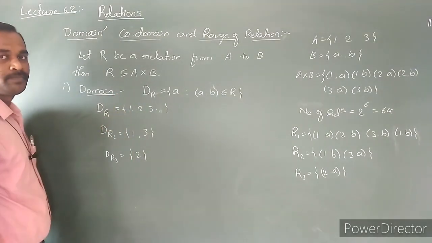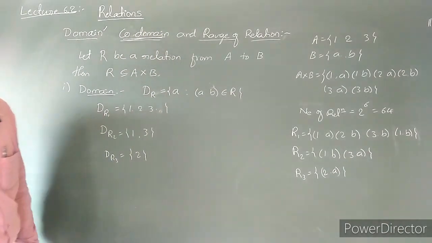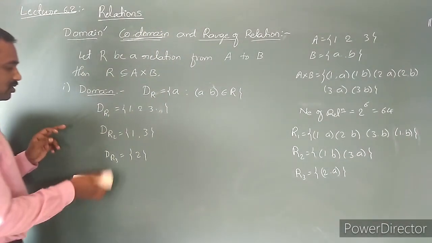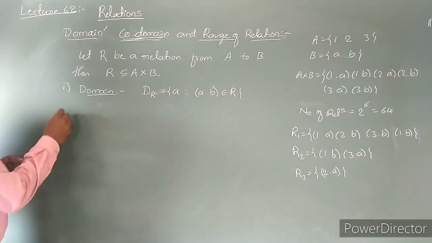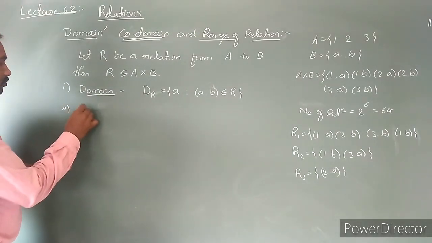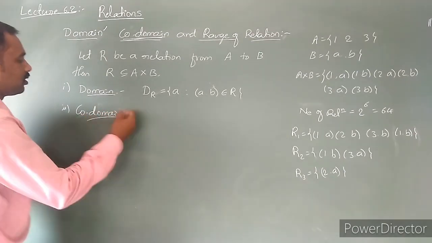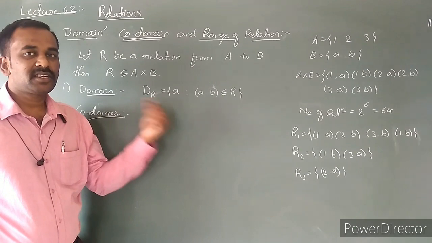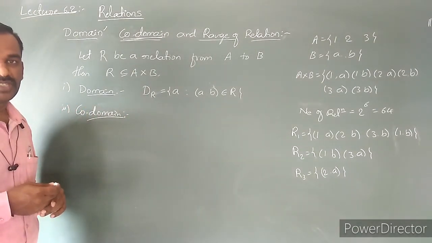Next, the codomain. What is the codomain? The codomain of the relation. I think you just got the point. What is the codomain? Codomain is nothing but the second set of the Cartesian product, which is said to be the codomain. What is the codomain of the relation?